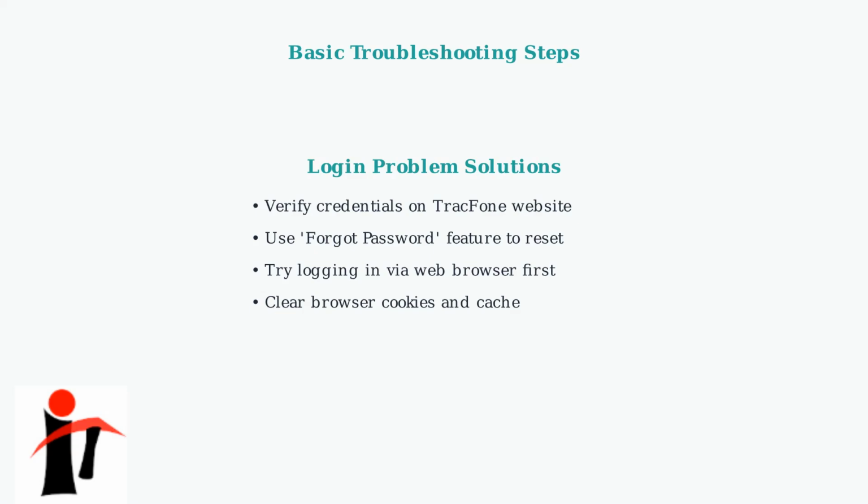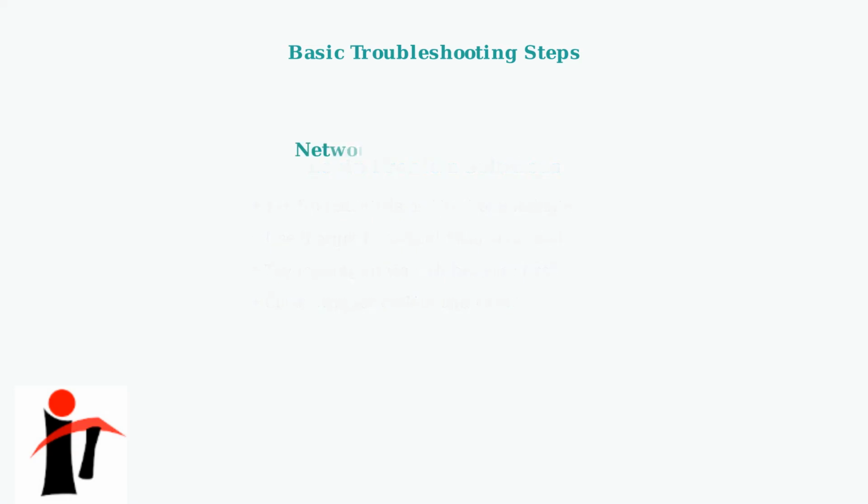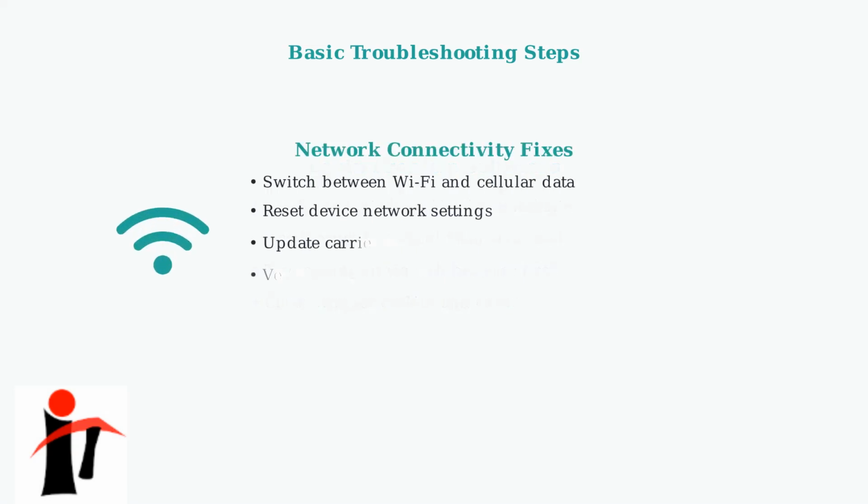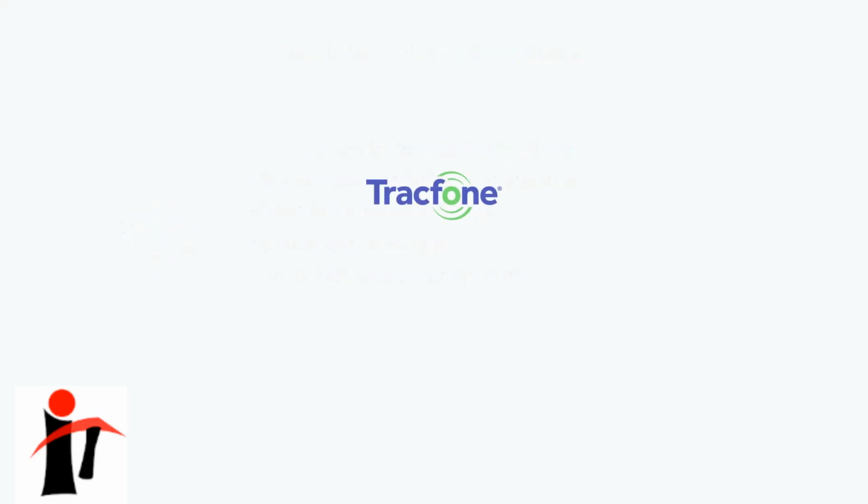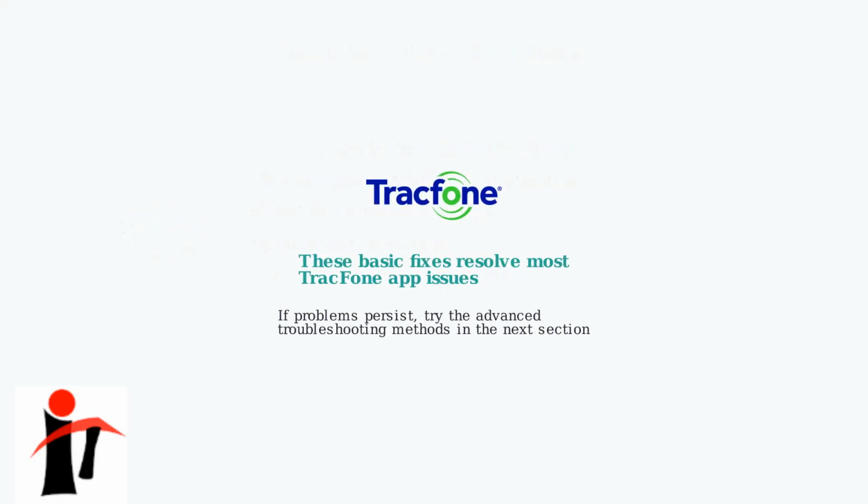Try logging in through a web browser to rule out app-specific issues and clear your browser cookies and cache if needed. If network connectivity is causing problems, try switching between Wi-Fi and cellular data to isolate the issue. Reset your device's network settings, update carrier settings, and ensure your APN settings are compatible with TracFone's network requirements. These basic troubleshooting steps resolve the majority of TracFone My Account app problems. Most users find success with these simple fixes, restoring full functionality to their app experience.